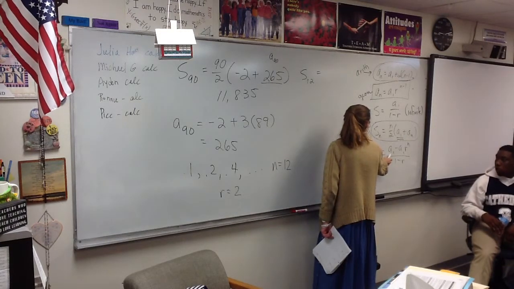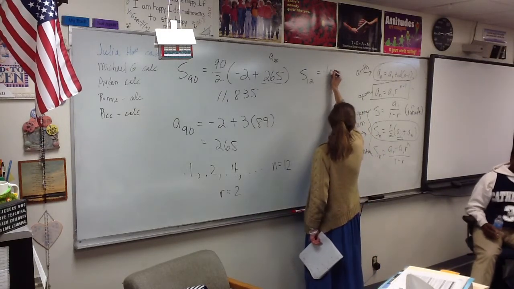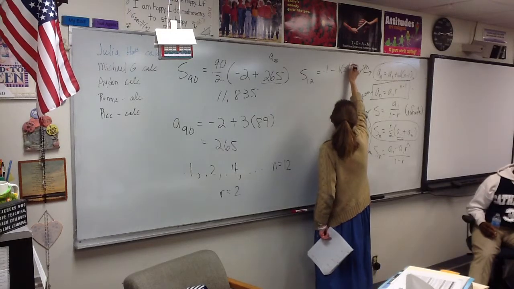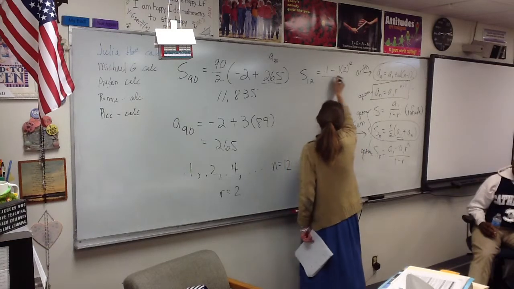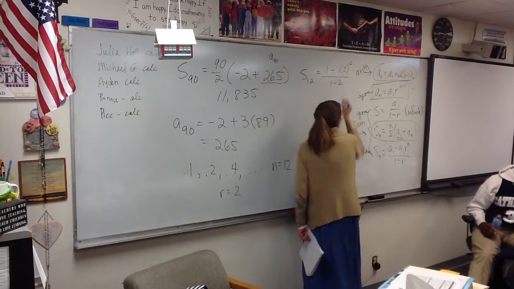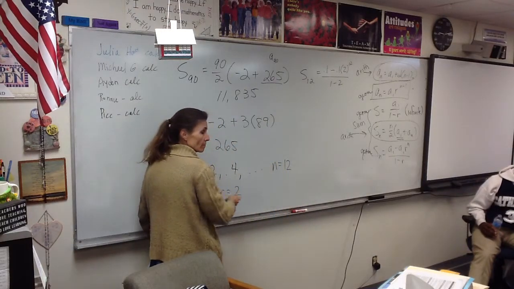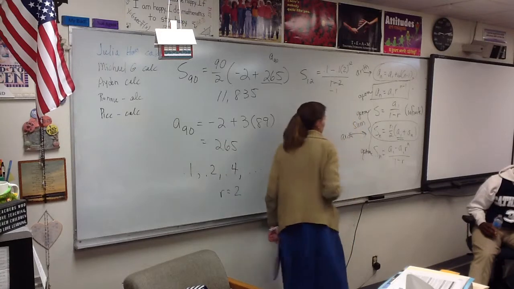What's this? That's the first number. That'd be 0.1. 0.1 minus 0.1 times 2 to the 12 divided by 1 minus r. R was 2. Now I'm going to go ahead and just make that -1.